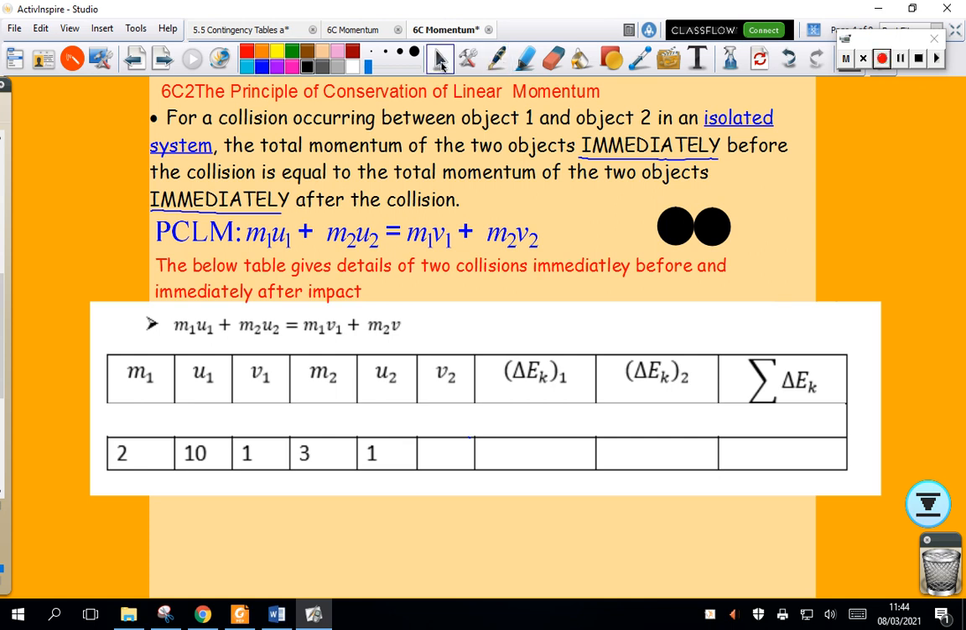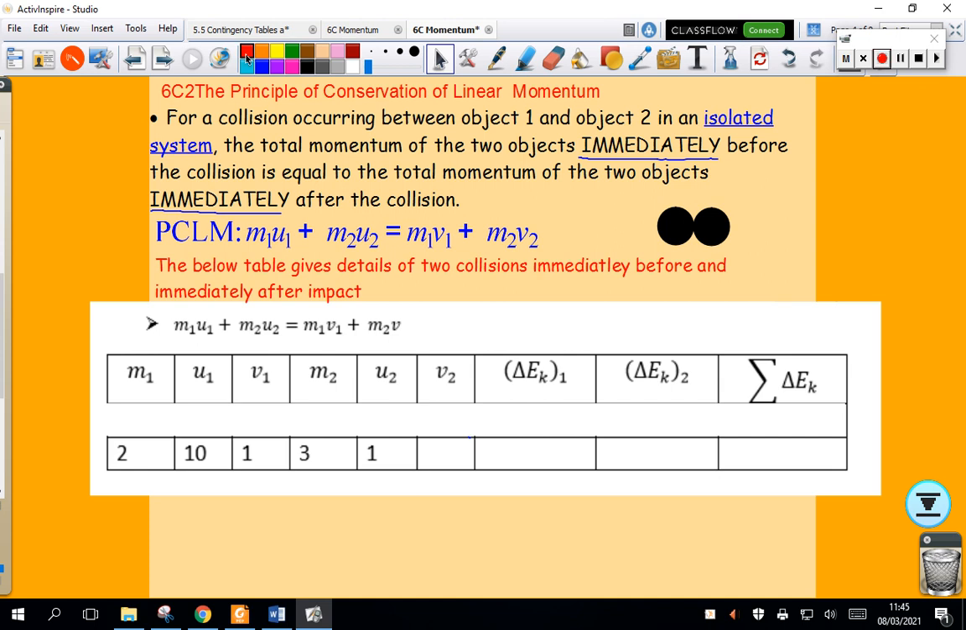But what we're talking about is you've got two objects here, maybe they're both moving, maybe only one is moving, maybe they're moving in opposite directions, maybe they're moving in the same direction with one catching up. But if there's a collision, just immediately before the collision, the total momentum in the system, which will be the total momentum of object 1 added to the total momentum of object 2, will equal the total momentum after the collision.